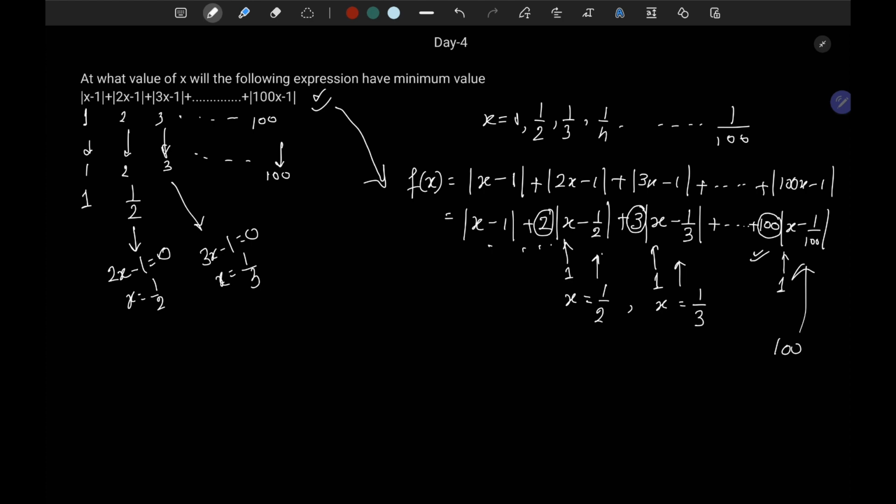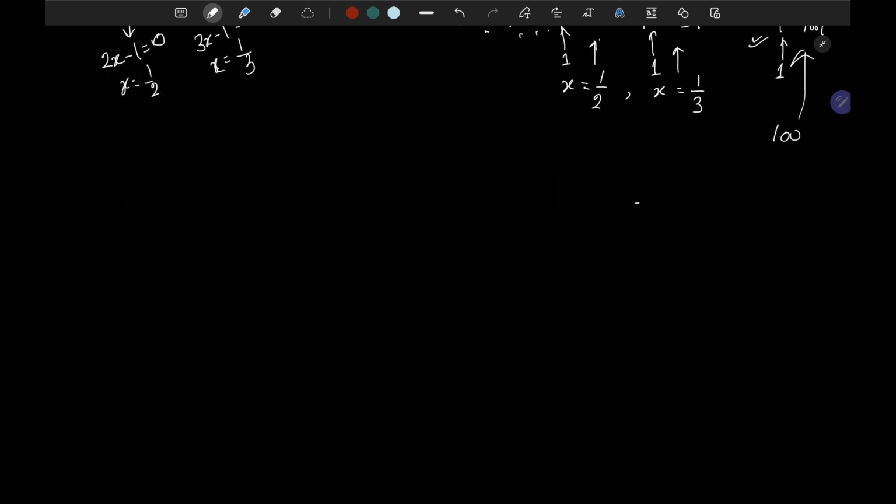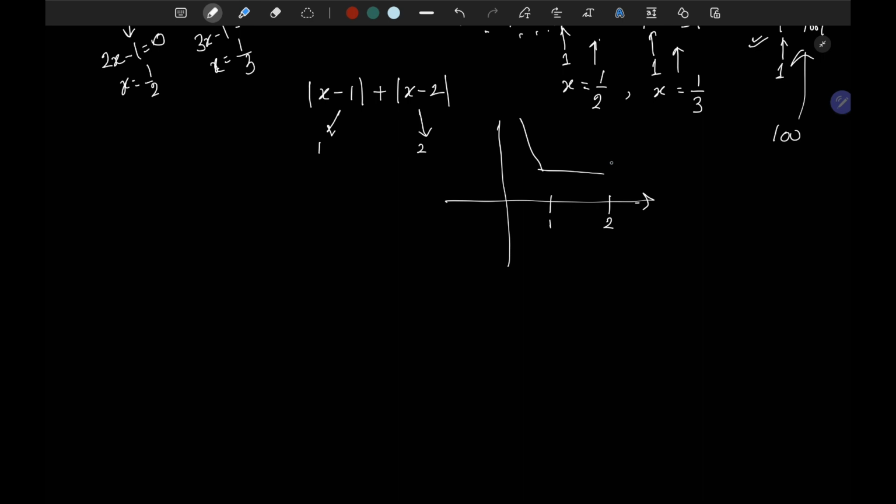What do I mean by deformation of the graph? Suppose from yesterday's example we take a function something like modulus of x minus 1 plus modulus of x minus 2. We have 2 critical points, x equal to 1 and x equal to 2, and your graph would look like this: this is 1, this is 2, and like this with a flat bottom.